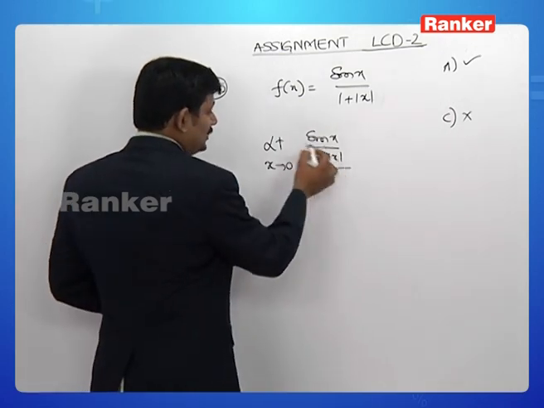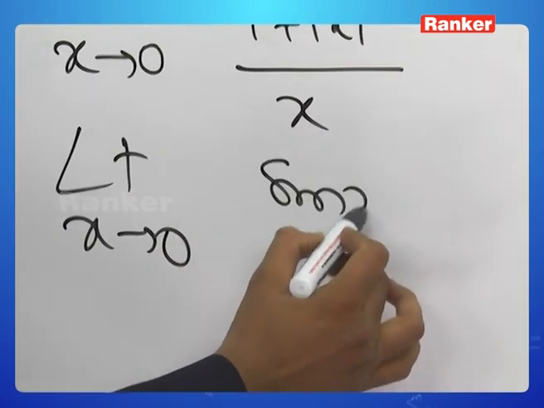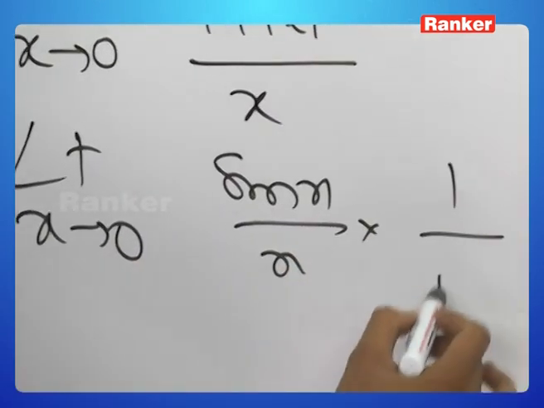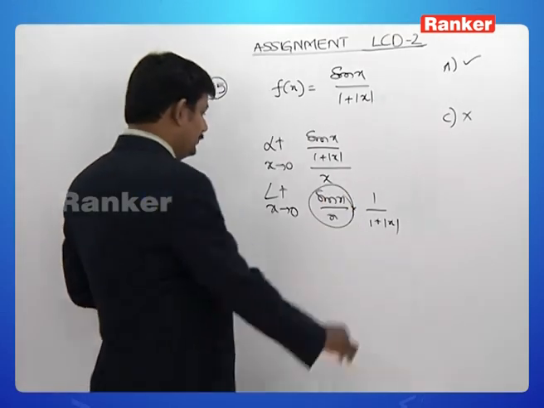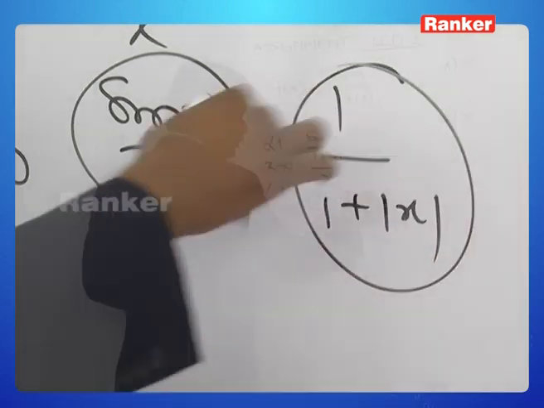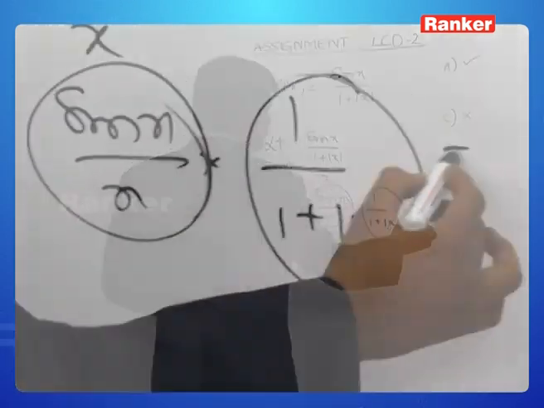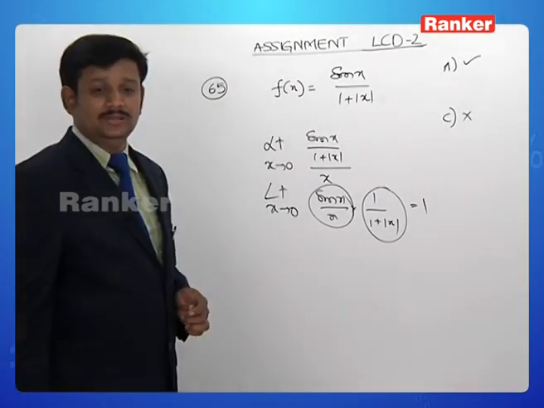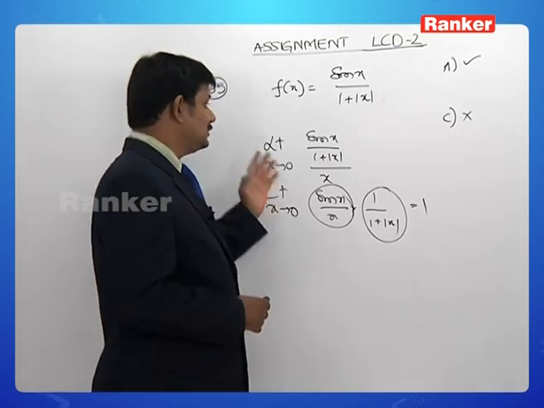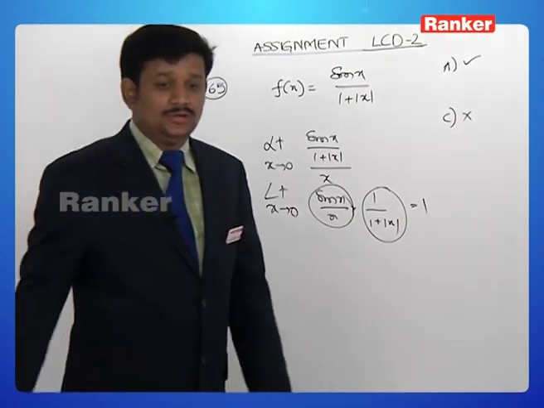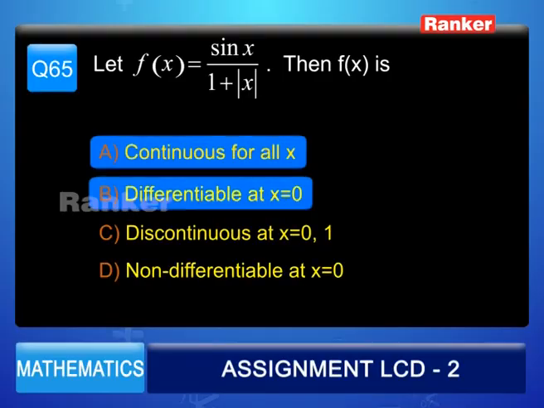Now we know the limit of sin x by x is 1. We can write this limit as the limit as x tends to 0 of (sin x by x) into 1 by (1 plus mod x). As x tends to 0, sin x by x is 1. Mod x is 0. 1 by (1 plus mod x) is 1. So, 1 into 1, this is 1. This limit exists and is equal to 1. So, the function is differentiable at x equal to 0. The function is differentiable on R. So, option B is true. That makes D false. So, answer is A and B.